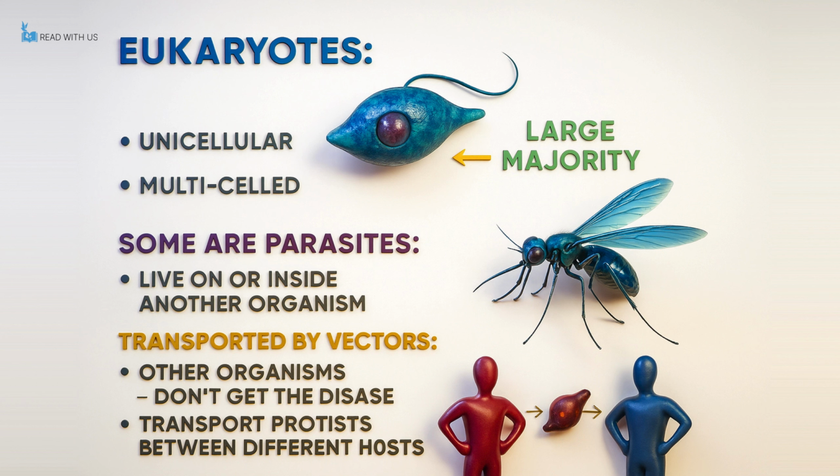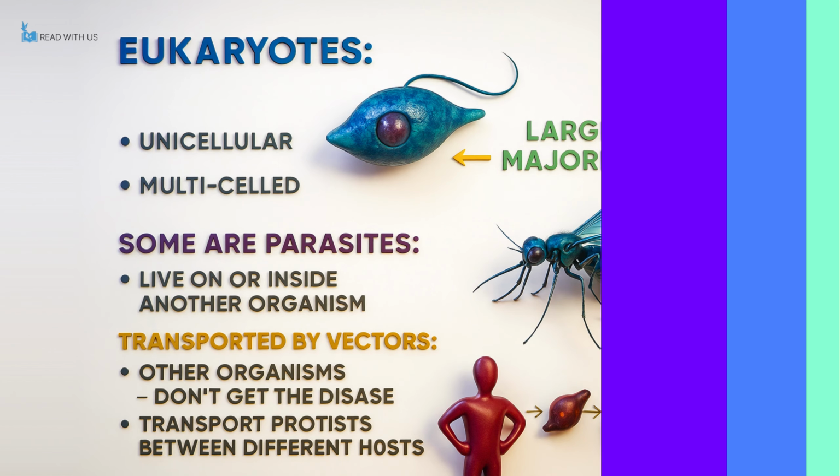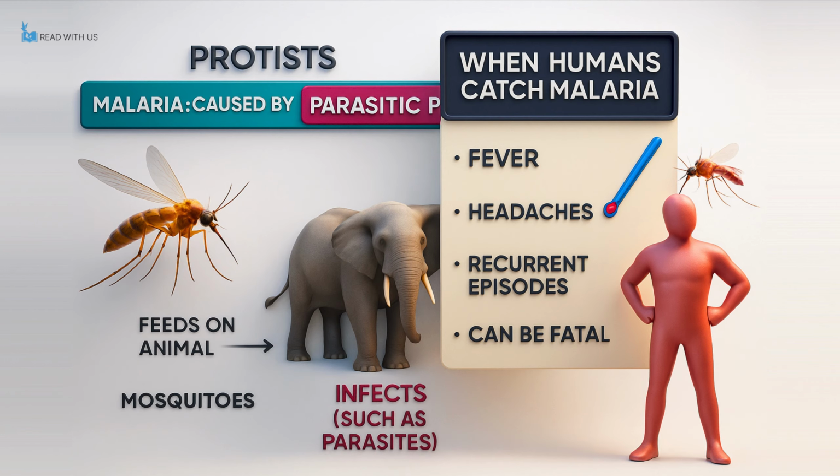Protists are often spread between hosts by something called a vector. A vector is another organism, like an insect, that carries the protist from one host to another without becoming ill itself. One well-known disease caused by a parasitic protist is malaria. Malaria is caused by a type of protist that must live inside a host such as a human or another animal in order to survive. The protist is spread by mosquitoes, which act as the disease's vector.